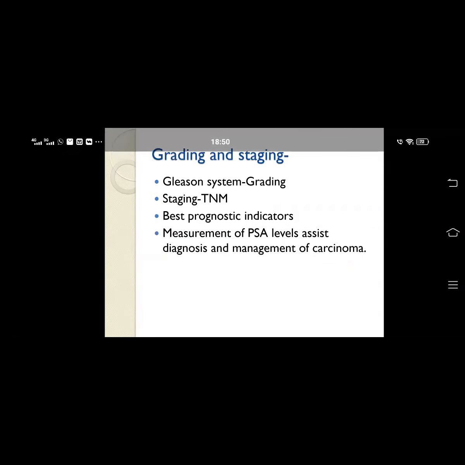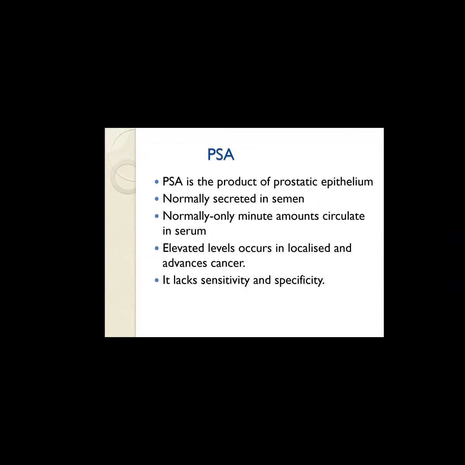Okay, so as far as the prostate is concerned, grading and staging are important for early diagnosis and better treatment. Here we use the Gleason system of grading, and for staging we use the TNM classification, tumor node metastasis. Okay, because they are good prognostic indicators. Additionally, measurement of the PSA level assists in the diagnosis and management of the carcinoma. PSA is prostate specific antigen. Okay, it's a product of the prostatic epithelium.